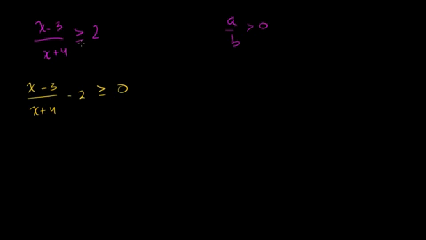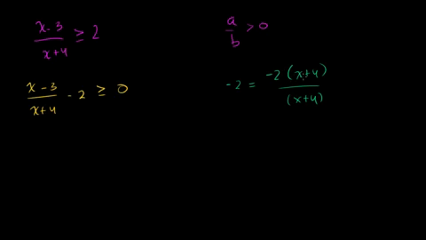I just subtracted 2 from both sides. I can add or subtract without messing up the inequality. It's only when you multiply by negatives that you swap the inequality. And now what is this? This doesn't look like a rational expression, but I can rewrite minus 2. Minus 2 is the same thing as minus 2 times x plus 4 over x plus 4.